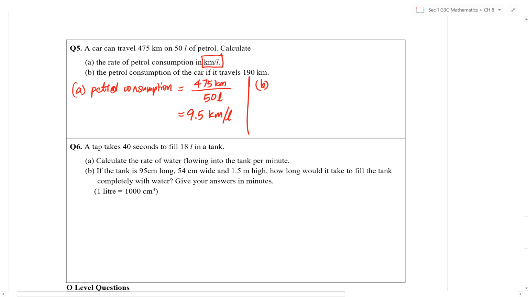They want to find the petrol consumption. How many liters did he use if he traveled 190 kilometers? So 475 km, since I want the amount of liters of petrol. 475 km uses 50 liters. Now I only require 190 kilometers. How much does it use? So the number on the right side, divide by this, 50 divided by 475, multiplied by 190.